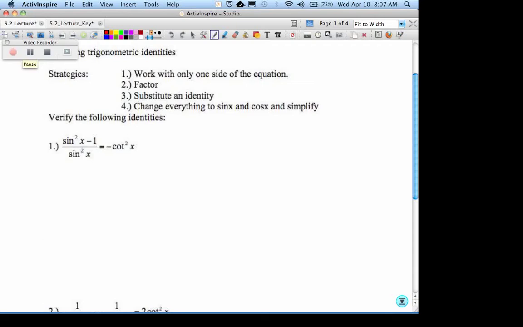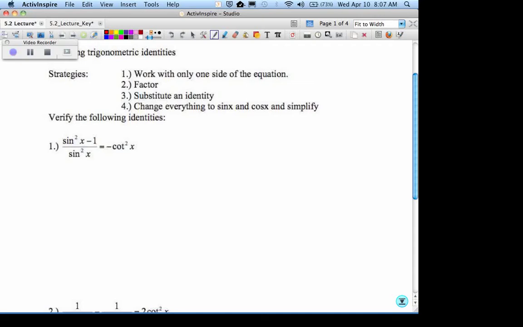5.2 is working with trig identities still. So today's lecture is going to feel a lot like the 5.1 lecture. It's really the same thing. You guys actually like this one a little better because now you know where to stop. If you get to a spot, you know I'm done.